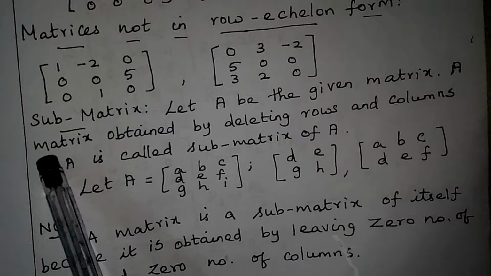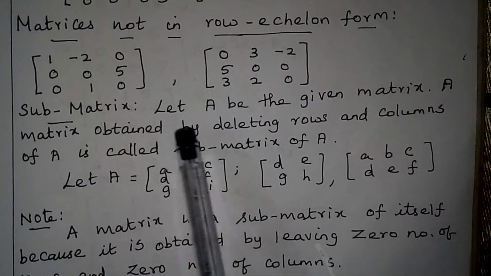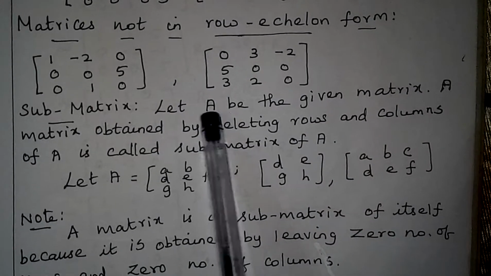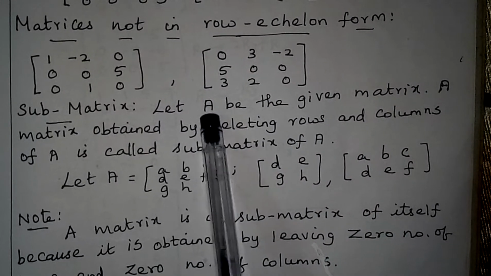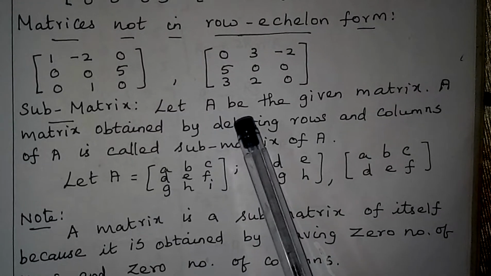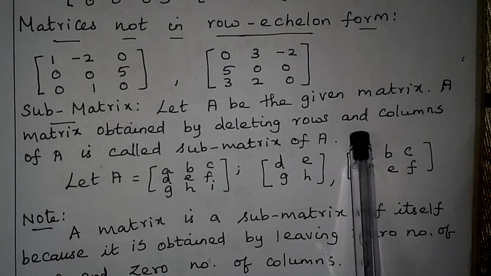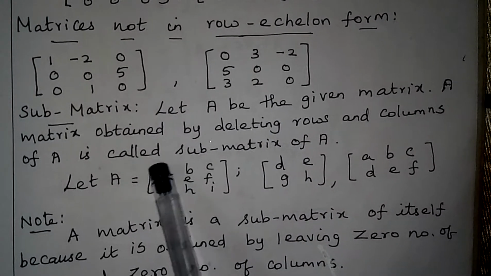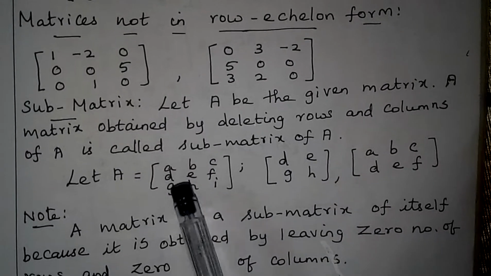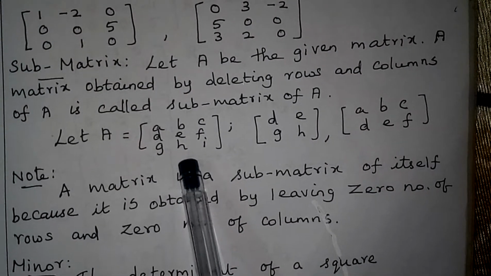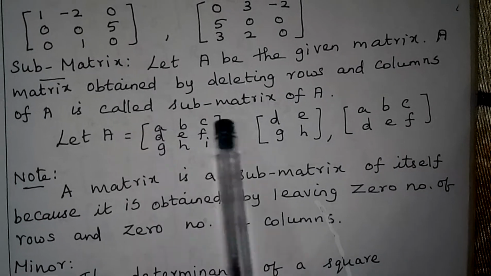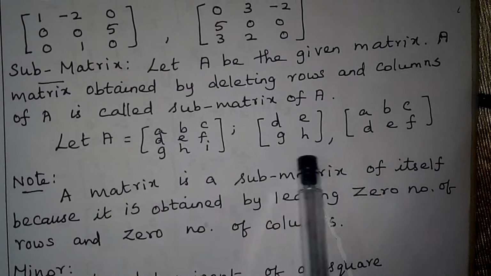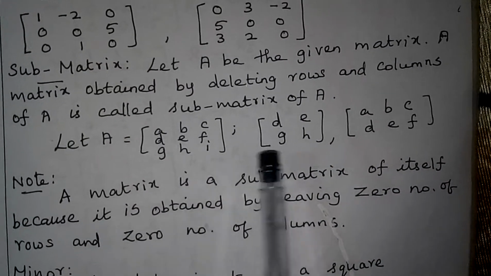Now we are seeing what a submatrix is. Submatrix means a matrix will be given. From this matrix A, I can get some other matrices, isn't it? By deleting any row or column. If I delete any row or column from A and get another matrix, that matrix is said to be a submatrix of A. For example, you take this matrix, this is A. Here I am removing the first row and last column. So what will I get? D, E, G, F, G, H. So that is one matrix and this is said to be a submatrix of A.